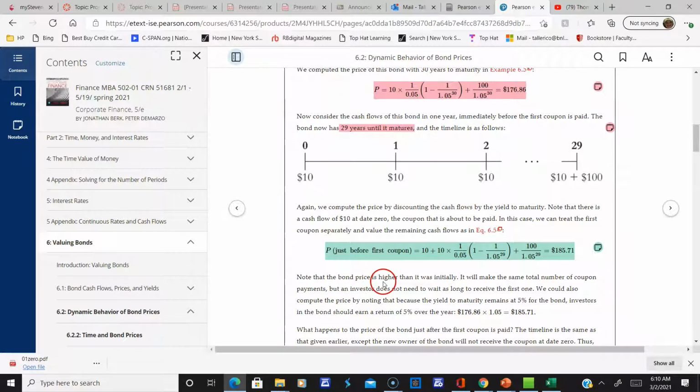Note that the bond price is higher than it was initially, right? It will make the same total number of coupon payments, but an investor does not need to wait as long to receive the first one.